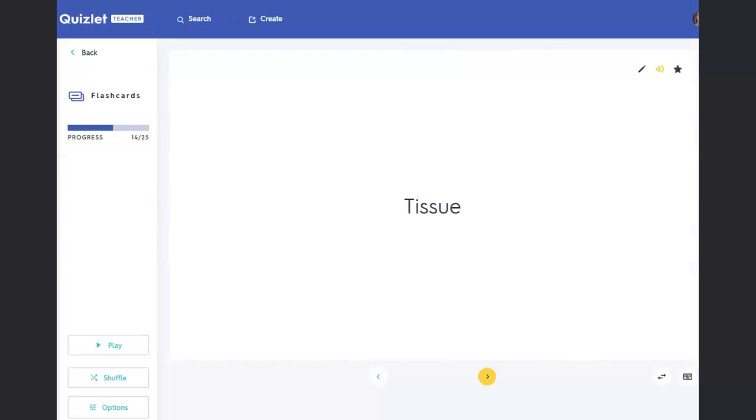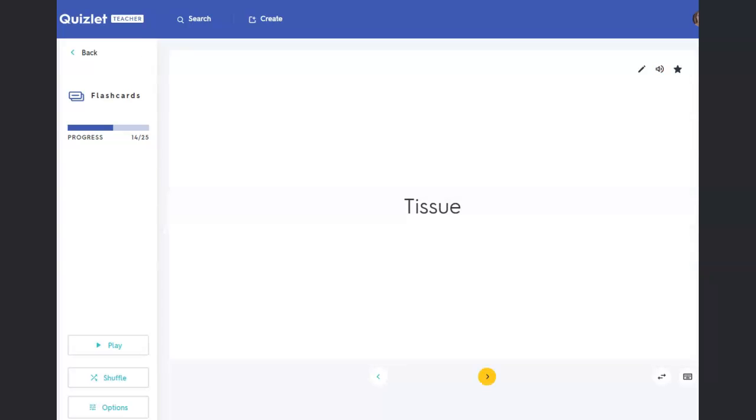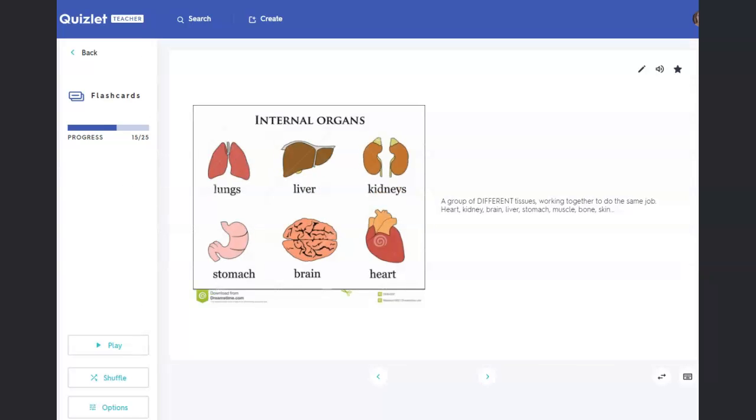Tissue. A group of the same kind of cells working together to do the same job is a blank. Blood is a liquid example of this. Tissue. Organs. A group of different tissues working together to do the same job.